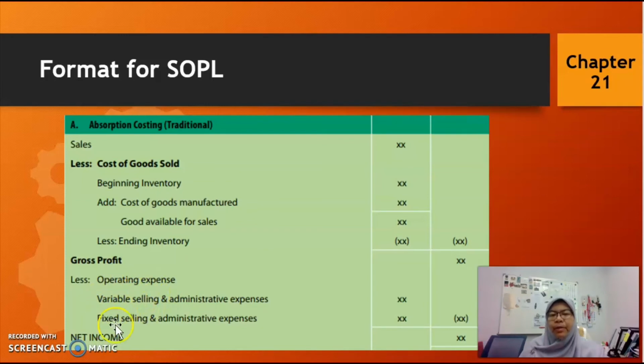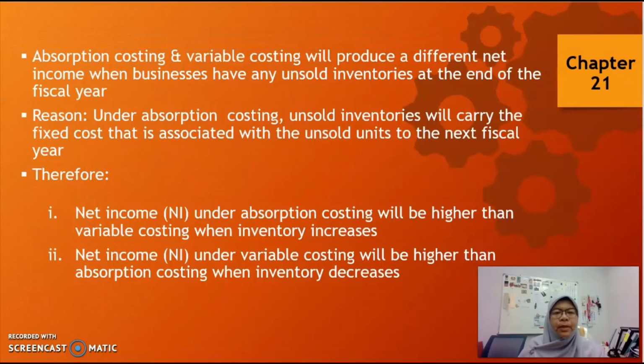Either variable or fixed, as long as it is not directly involved in the production of the goods. And from the explanation just now, from the format, we can know that absorption costing and variable costing will produce a different net income when businesses have any unsold inventories or closing inventories at the end of the fiscal year. Why? Because under absorption costing, unsold inventories carry the fixed cost associated with the unsold units to the next fiscal year.